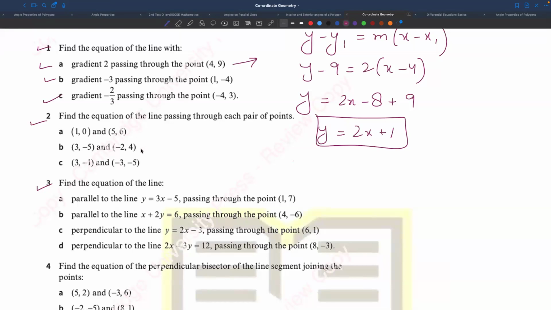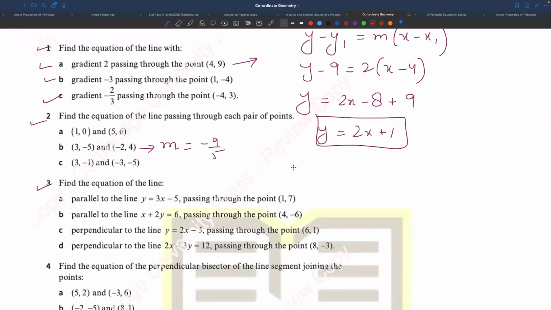Okay, for 2B, what you will do is, again, this is O-level stuff. Gradient, Subhan, what is the gradient? Mentally, tell me. -5, na? 9, minus 9 upon 5, na?